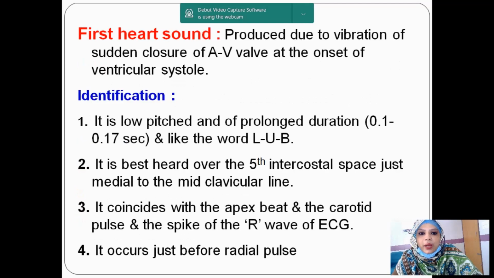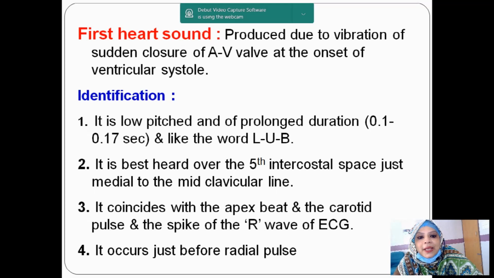Number 1, this is a very important written question. What are the criteria of first heart sound and second heart sound? Very important written question. First heart sound is produced due to vibration of sudden closure of the AV valve at the onset of ventricular systole. In the previous class I told you that first heart sound is produced during the isometric contraction phase, that is at the beginning of the ventricular systole. This is the first phase of the ventricular systole.